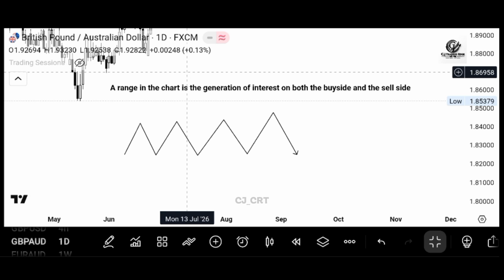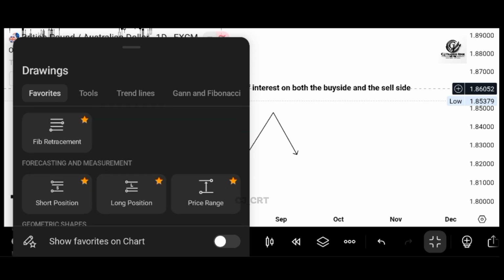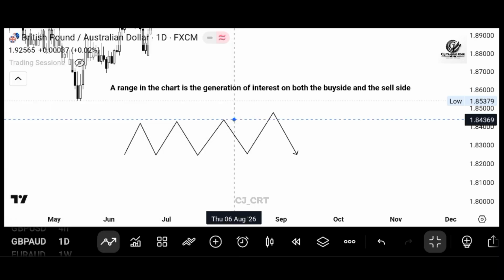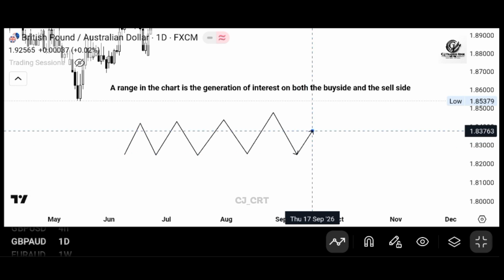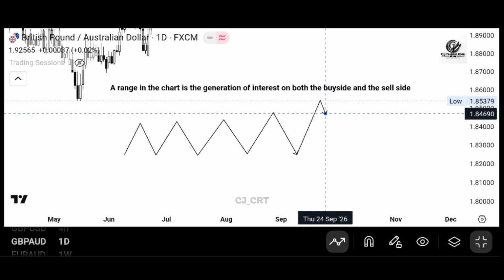One of the rules of range trading says buy the low and sell the high. Do not buy the high and do not sell the low. That's wrong. When you're in a ranging market, you wait for this to happen. Once one of the levels, maybe the low or the high, is taken, you look for reasons to sell.